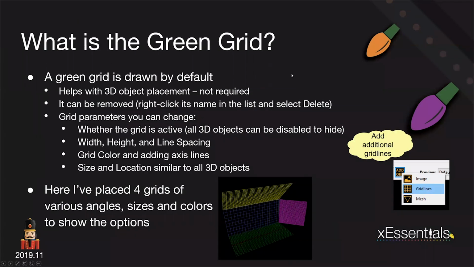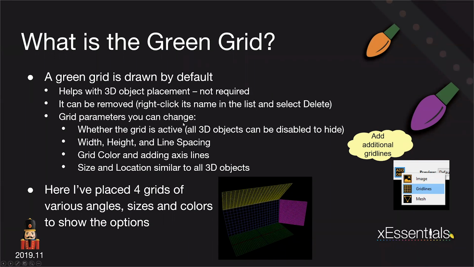So what is that green grid that you see when you first get into 3D? We draw a green grid at the bottom by default. It's really just showing you where your y equals 0 ground plane is to help you position things. Most models are going to start out there. You could disable it if you want. You could right click its name over in the list and delete it.